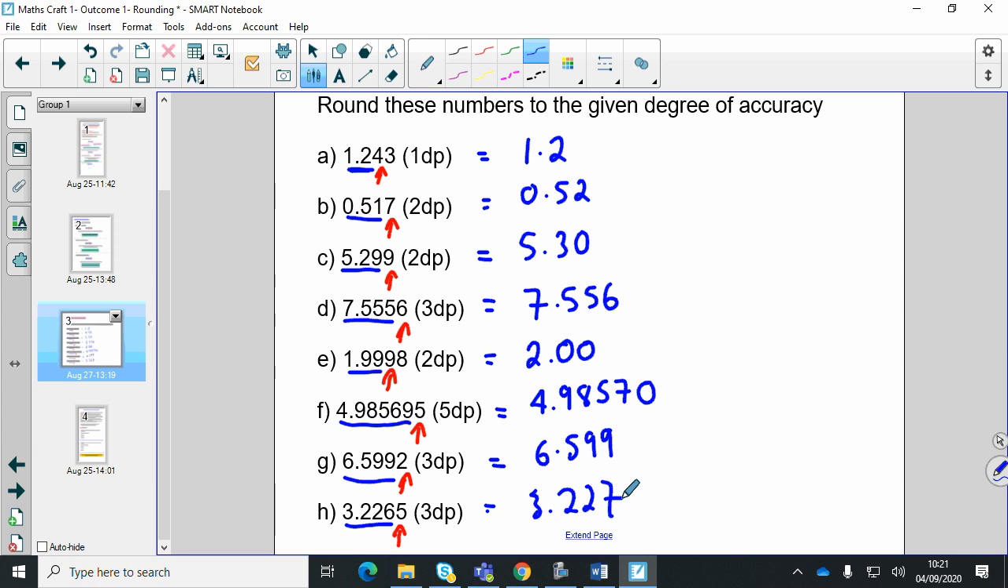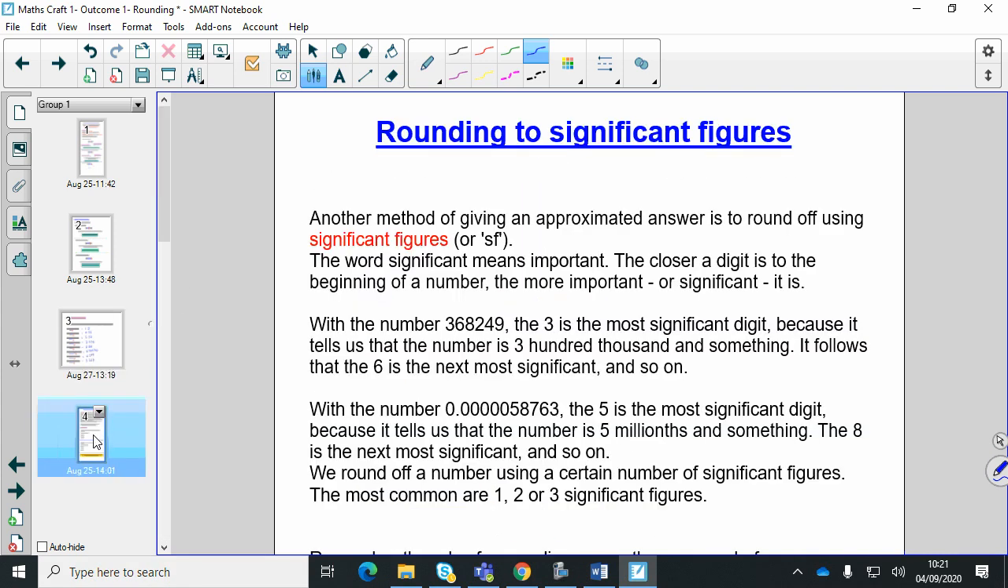Okay, now that's not the only type of rounding that we can do. That's decimal place rounding. What we can also do is we can round to significant figures. Now, significant figures are a way of approximating an answer as well, sometimes written SF. Okay, now the word significant means important. So the closer a digit is to the beginning of a number, the more important or significant it is.